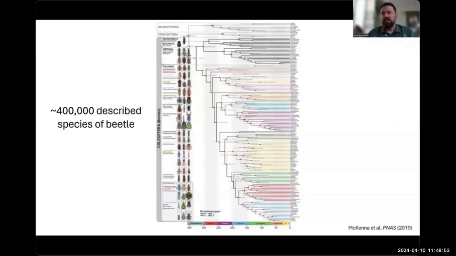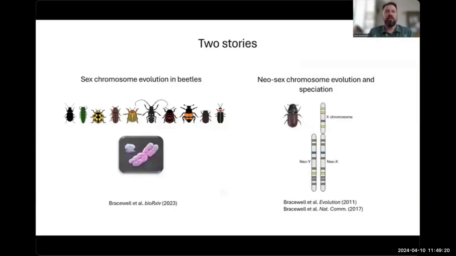One group that has not really been studied in trying to understand large-scale patterns of chromosome conservation and sex chromosomes is beetles. As many people here know, beetles are a very diverse group, easily over 400,000 described species, and that's something that's been interesting to me for a long time. Today I'm going to talk about some of the research that we're doing, looking at sex chromosome evolution and then neo-sex chromosome evolution in specific species. There are going to be two stories here. One looks at broad-scale patterns of sex chromosome evolution in beetles, the other looks at neo-sex chromosomes. And these are the papers that are associated with these parts of the talk.